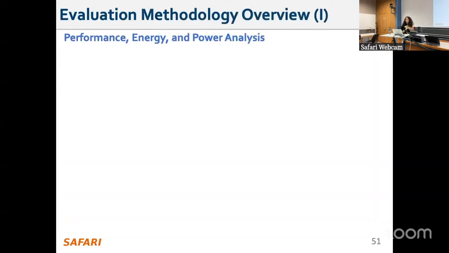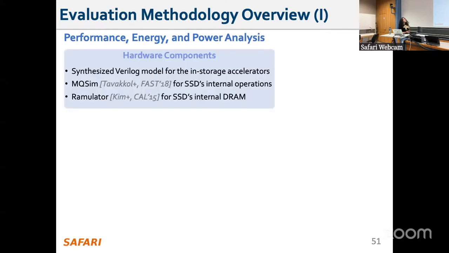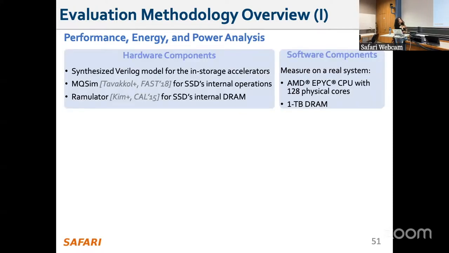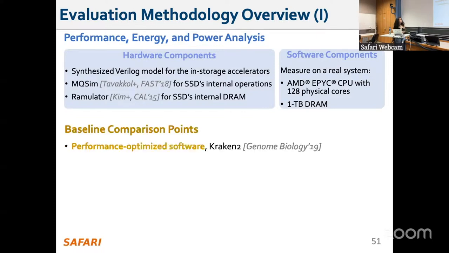So we perform analysis of performance, energy, and power of the system based on the power, energy, and performance of the hardware components and software components involved in MegIS. And we have these comparison plots. So the first one is performance optimized software. The second one is accuracy optimized software, which achieves better accuracy compared to the first one, but at low performance, and it has a much larger and more comprehensive database.